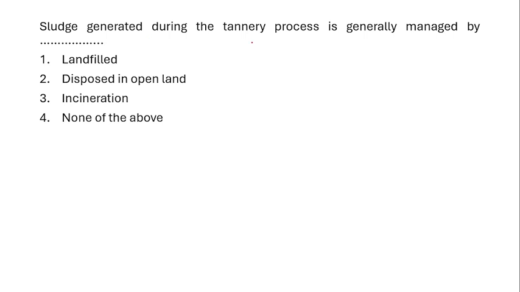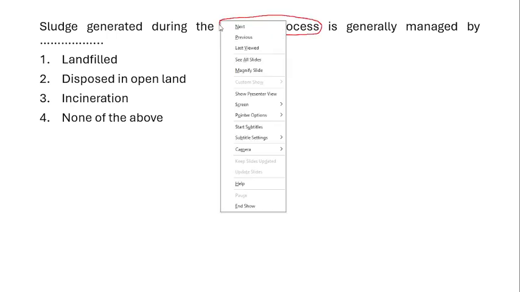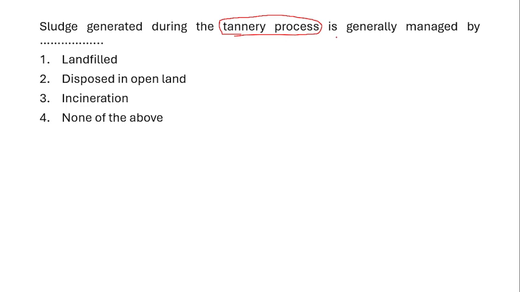Sludge generated during the tannery process is generally managed by... So from the tannery process, we are obtaining a sludge. So how is this mainly managed? As I said, a lot of wastewater streams are produced from tannery sludge, and mainly it is going to contain chromium. Whenever chromium is there, only after ensuring the complete treatment can it be landfilled. So landfilling is mostly not suggested before ensuring proper treatment.